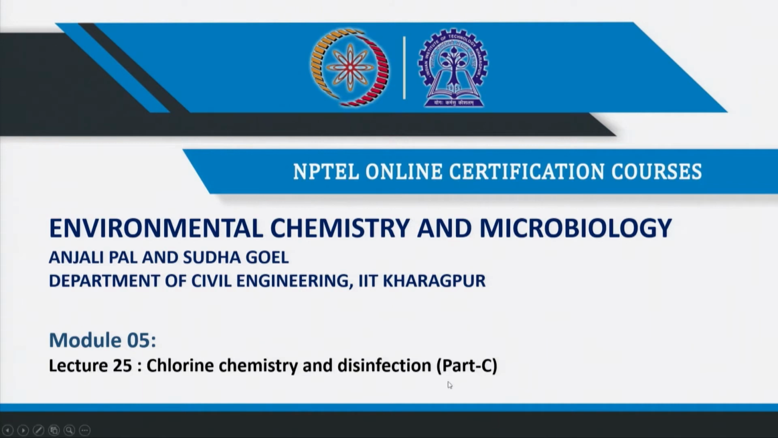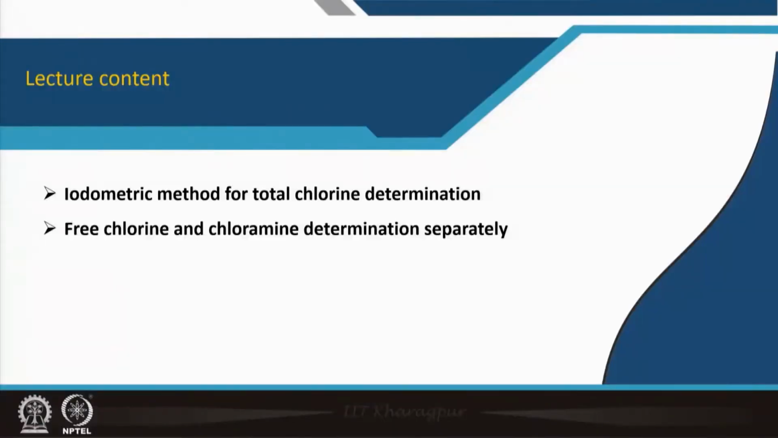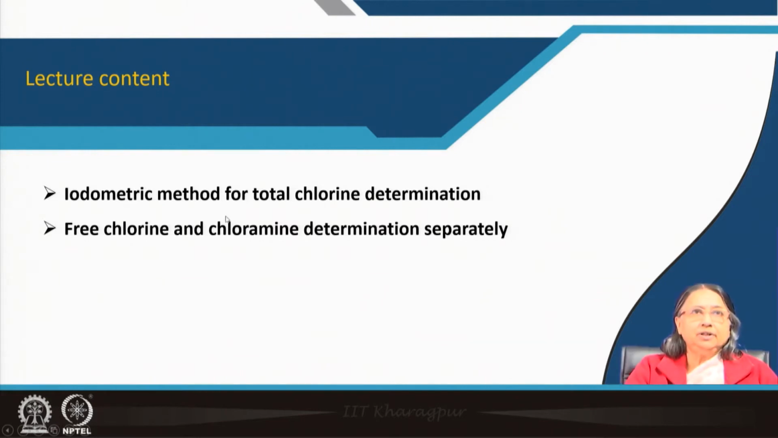In the last two lectures also I discussed chlorine, how we can disinfect the water with chlorine. I discussed the chemistry of chlorine and also the chloramine formation, the chlorine demand, the breakpoint chlorination curve, etc. And in this lecture I will cover the determination methods. The content of this lecture is shown here. The iodometric method for total chlorine determination, and free chlorine and chloramine determination separately.